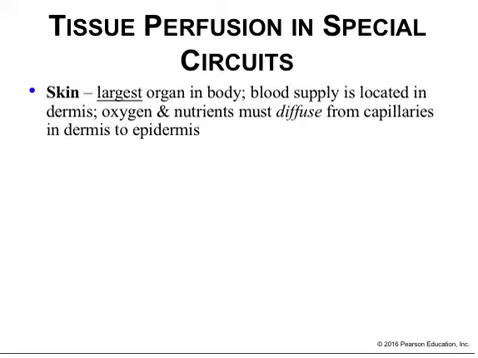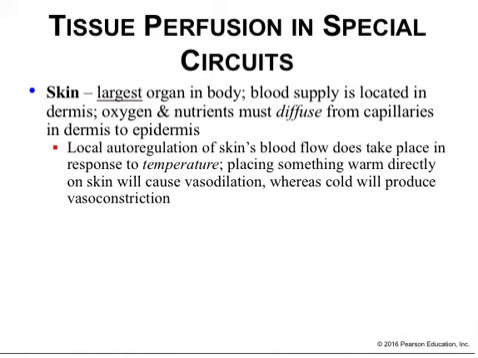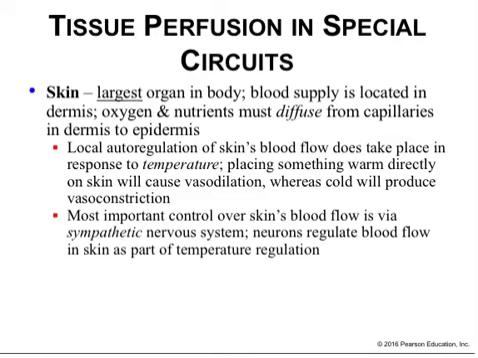Your skin is the largest organ in your body. The blood supply is located in the dermis. Oxygen and nutrients have to diffuse from the capillaries in the dermis to the epidermis. Local autoregulation of the skin's blood flow does take place in response to temperature. Placing something warm directly on the skin produces vasodilation, whereas a cold object will produce vasoconstriction.